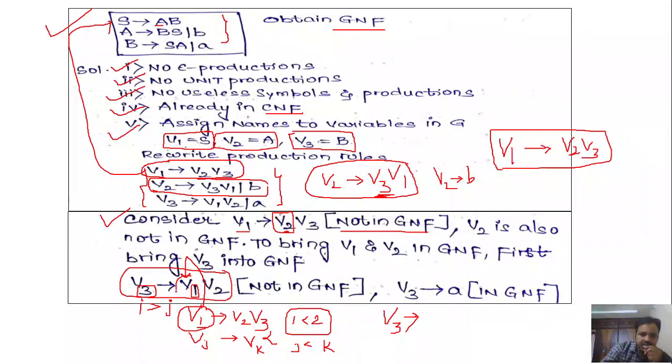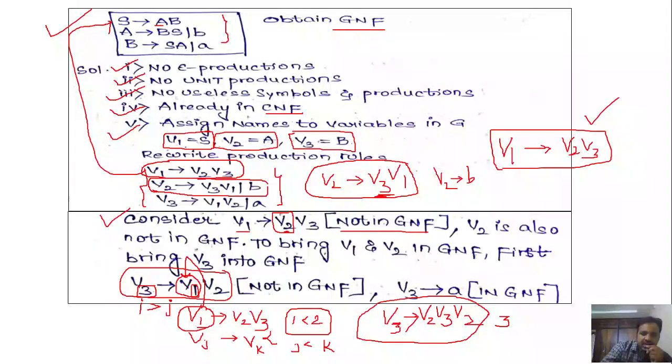What is the first variable we are having? V1. So we will substitute the body of V1 here. What is the body of V1? V2, V3. So we'll get V2, V3, V2, V3, and then followed by V2, it will remain same. So this is how we will get this V3. Now again, if you see, I is less than J. Sorry, I is greater than J.